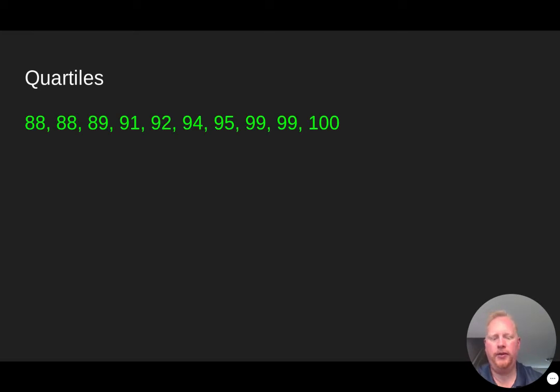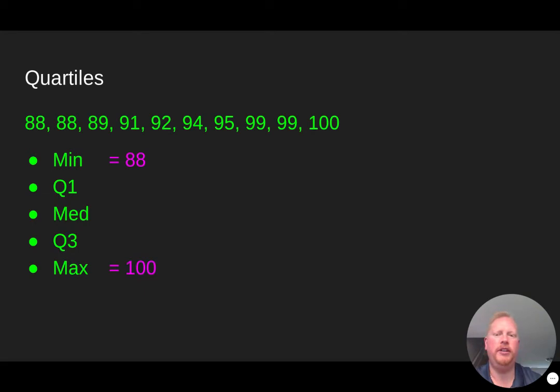So let's take a look at another example. All right, let's go ahead and figure out all 5 of these data points. Let's do the easy ones first. The minimum is 88. The maximum is 100. And then let's do our little median trick. So I cross off numbers one at a time.